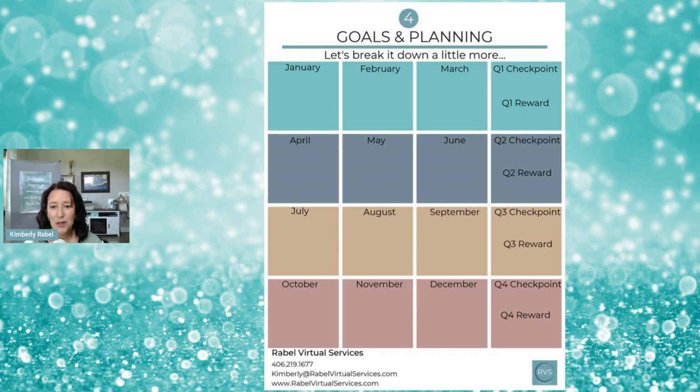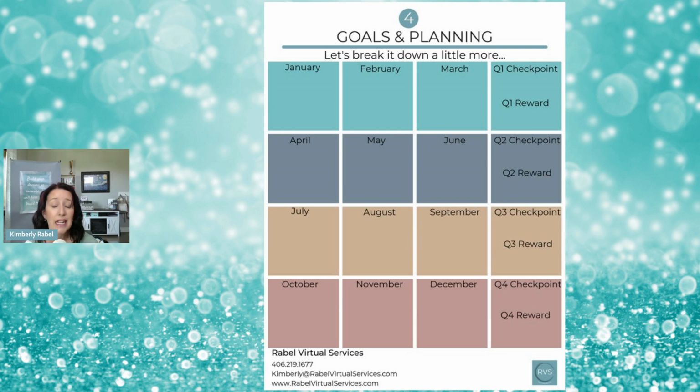Then obviously once we get to the end of the quarter, we have our checkpoint. Did we reach any of those goals? So what's your measurable thing? Was it a dollar figure? Did you accomplish a goal? You say, I have these workflows up and running. They're 100%. I have social media going, whatever that is, and then give yourself a reward.